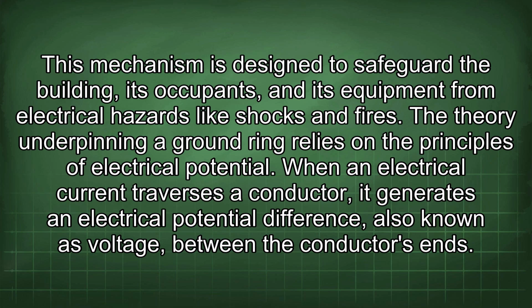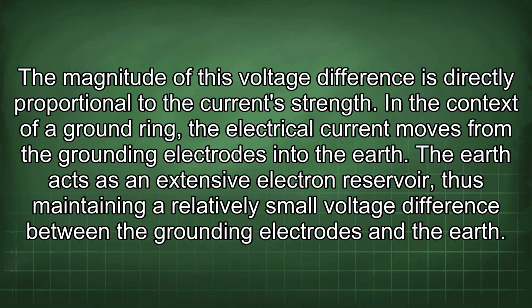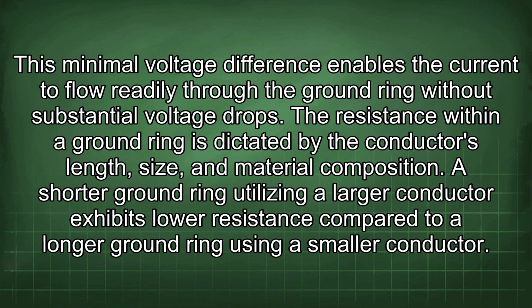The theory underpinning a ground ring relies on the principles of electrical potential. When an electrical current traverses a conductor, it generates an electrical potential difference, also known as voltage, between the conductor's ends. The magnitude of this voltage difference is directly proportional to the current strength. In the context of a ground ring, the electrical current moves from the grounding electrodes into the earth. The earth acts as an extensive electron reservoir, thus maintaining a relatively small voltage difference between the grounding electrodes and the earth. This minimal voltage difference enables the current to flow readily through the ground ring without substantial voltage drops.